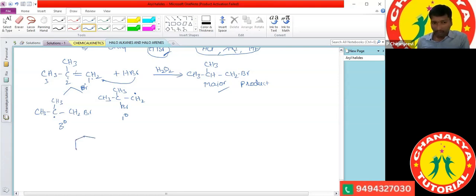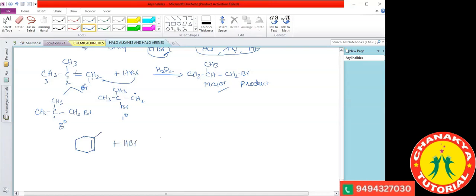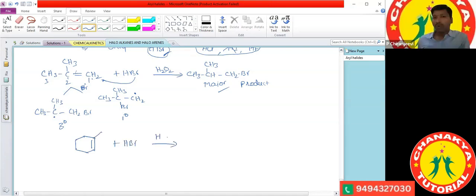Yes, one more example. Same example only, with HBr, but in the presence of H2O2. So what is the major product? Or simply, they will write it as in the presence of peroxide. Our same structure, two conditions. Can you tell me?